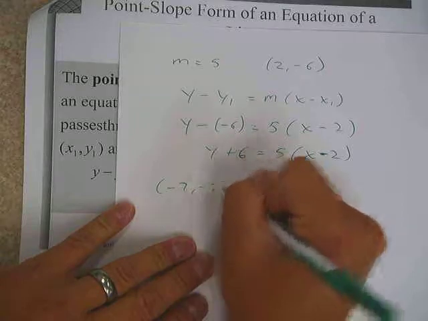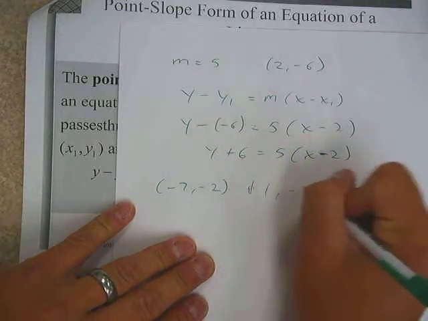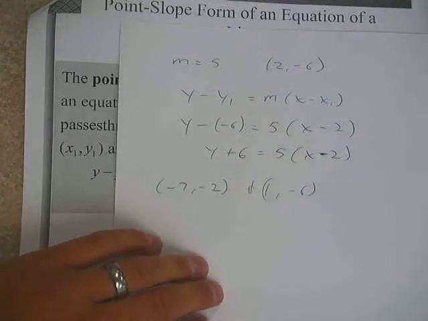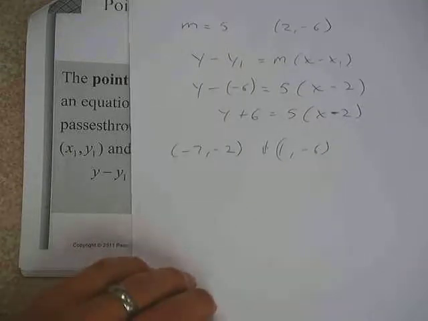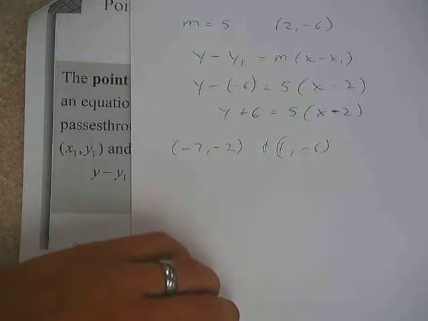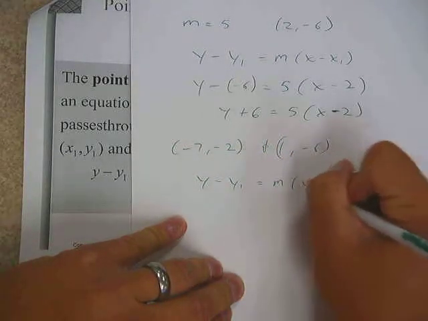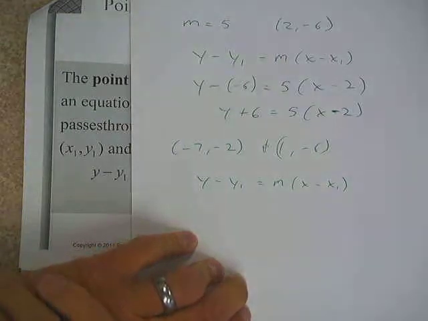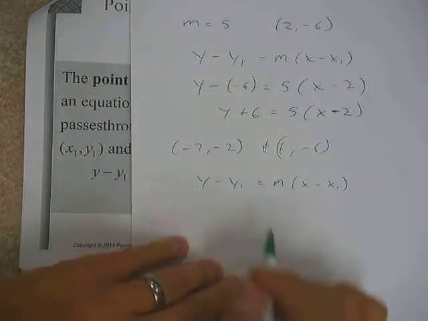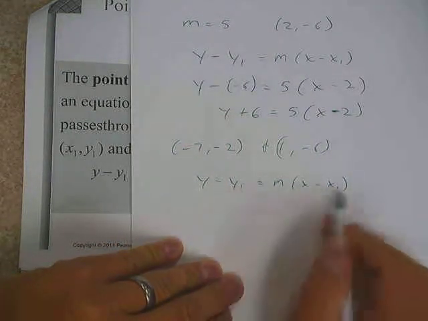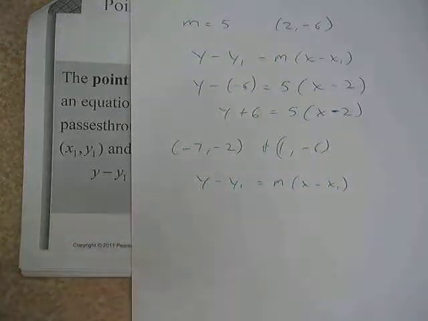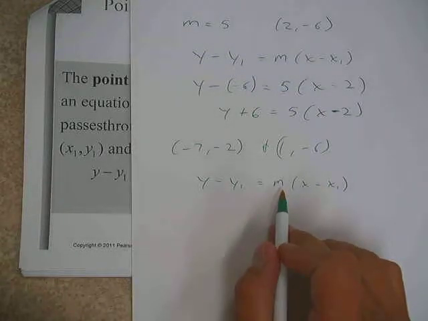We might also be asked the same question if we were given, say, -7, -2, and 1, -6. Okay, if they told us that the line goes through those two points, and we're asked to write an equation in point-slope form, we can still start out by writing down the general formula. Okay. And then in terms of filling in blanks, we have two issues. Number one, we need a point, but they gave us two, so how do we decide which point to use? Well, it's totally up to us. We can use either one. Okay. But the bigger issue is, what about the slope?